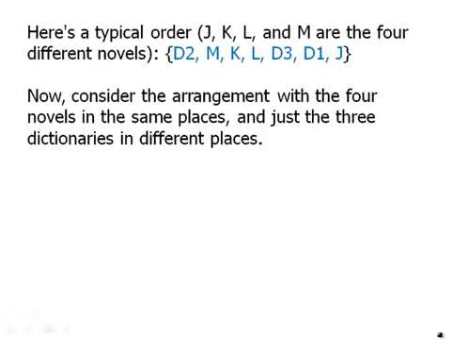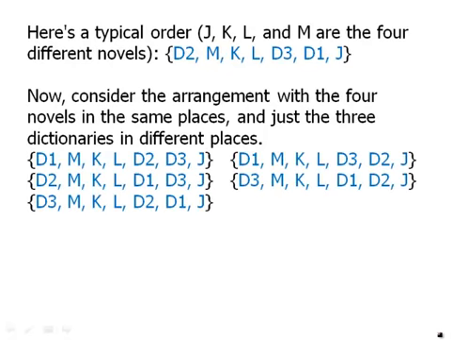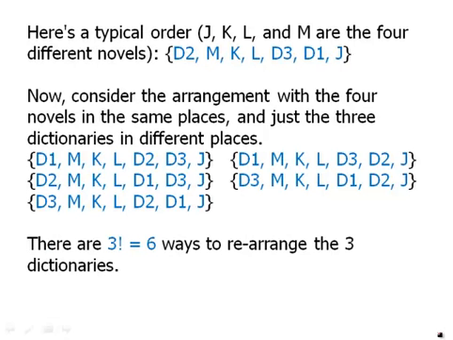Now consider arrangements with the 4 novels in the same place and just the 3 dictionaries in different places. How many different ways could we rearrange just those 3 dictionaries? Well, there'd be 5 other ways, a total of 6 different arrangements. And of course there would be 6 different arrangements because there are 3 dictionaries and 3 factorial is 6. So we have 6 ways to arrange those 3 dictionaries, and everything else stays the same.